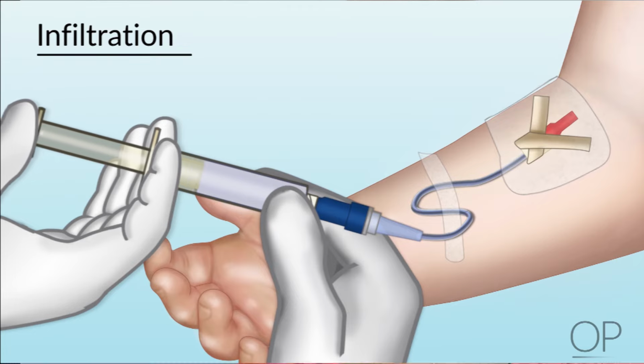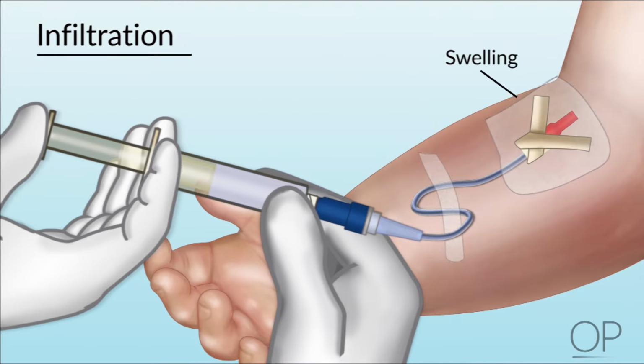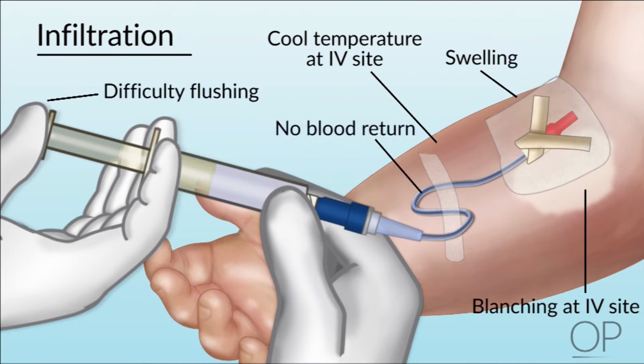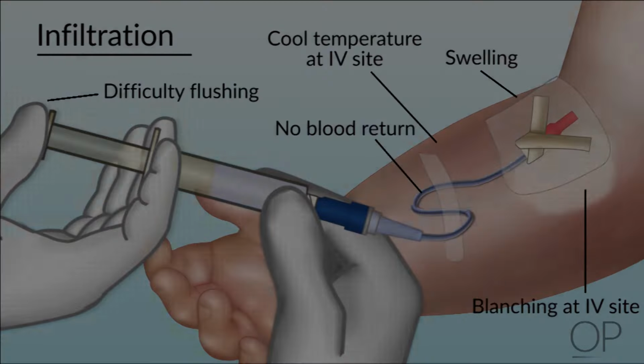Signs and symptoms of infiltration include swelling and cooler temperature to touch around the IV site, blanching or white areas around the IV site, difficulty flushing, cessation of blood return with aspiration. However, it is important to note that this finding alone does not indicate that an IV no longer works. Again, you should always flush the IV to assess for patency, and if it flushes easily without signs of leaking or blanching, it may still be usable and safe.